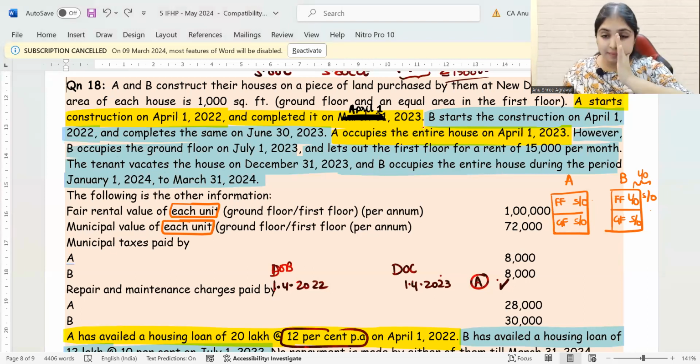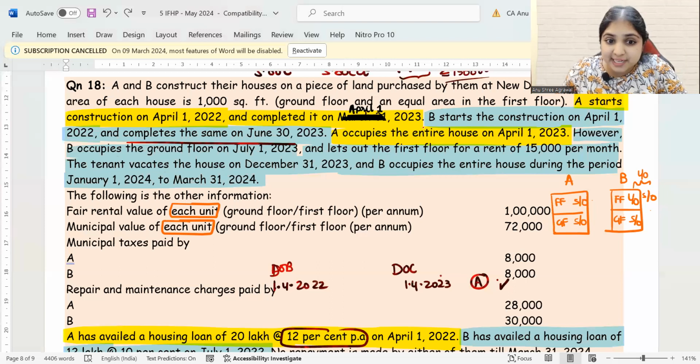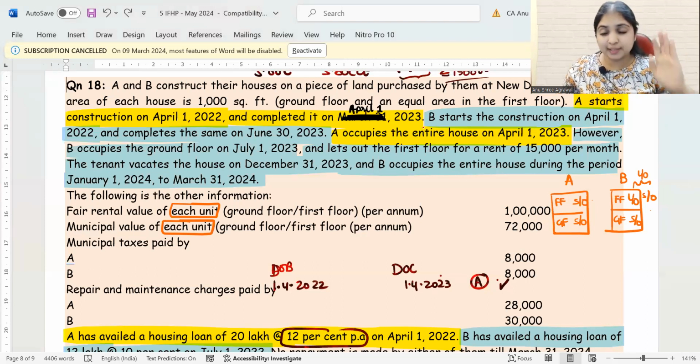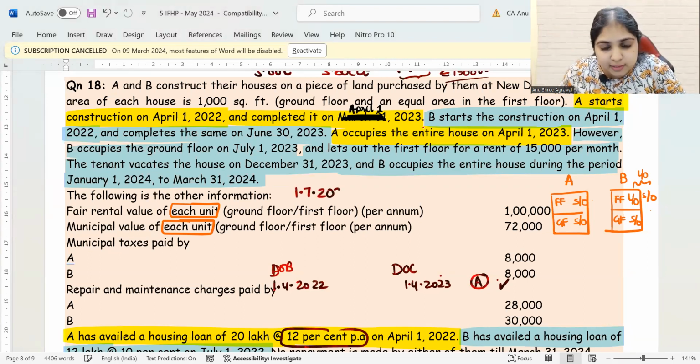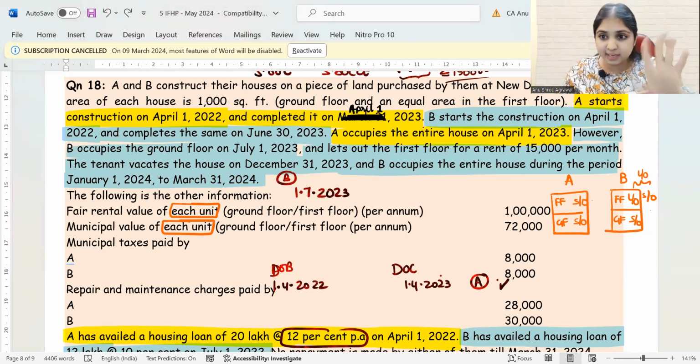So it is let out for how many months? You can't say 9 months because the house is ready when? See, look at this. B starts the construction on 1st April 2022, completes the same on 30th June 2023. So, first of all, do you agree that the house is ready only on 1st July 2023? Construction got complete only on 30th June 2023.